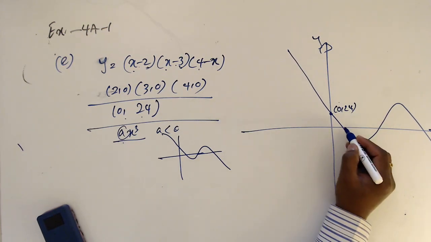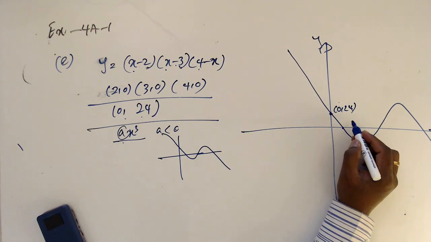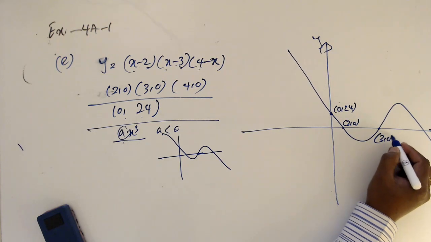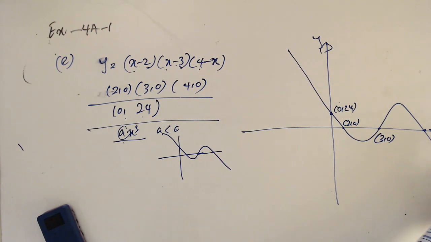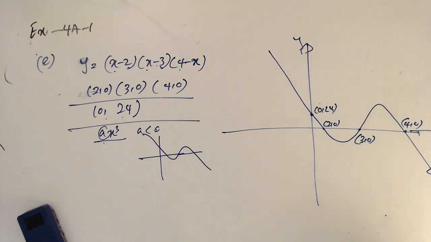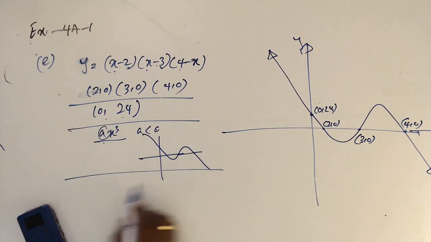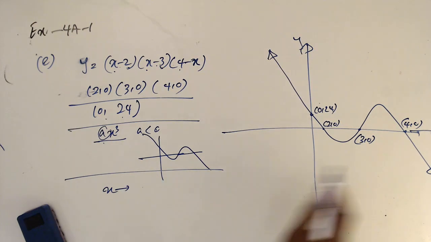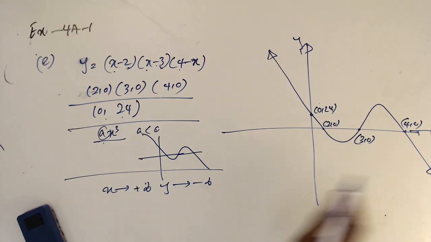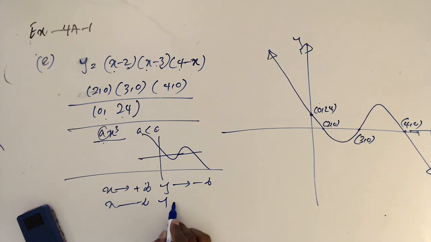Zero, 24. This is 20, this is 430, and this is 440, and that's all. Basically, x goes to positive infinity, y goes to negative. X goes to negative, y goes to positive infinity.